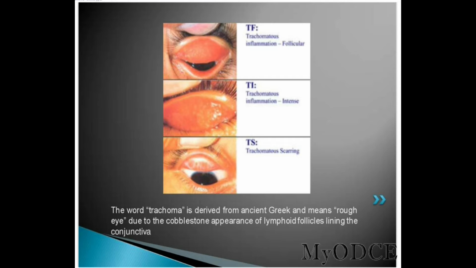Right, so we see the importance here when dealing with chronic follicular conjunctivitis. It's important to get this controlled in the earlier stages because they're easier to treat as opposed to late stage scarring.